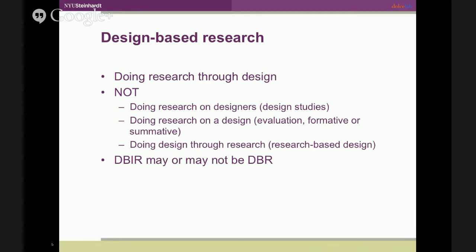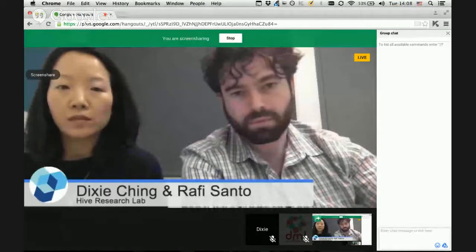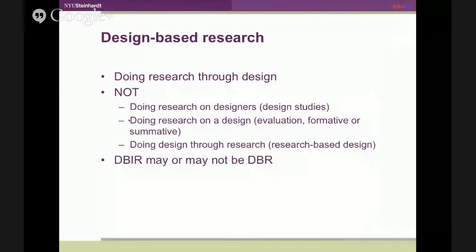And finally, the word of the day is design-based implementation research, and I think Bill has already gotten into what that means to him and how that overlaps with some of the concepts of design-based research, but they may not be identical. So I'll make those points.